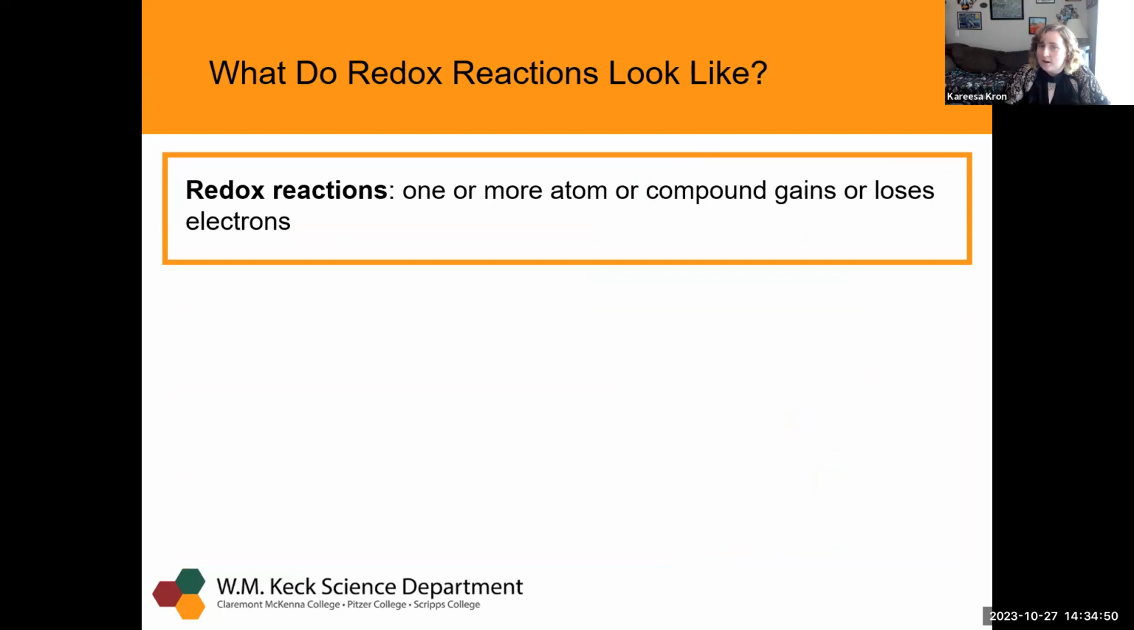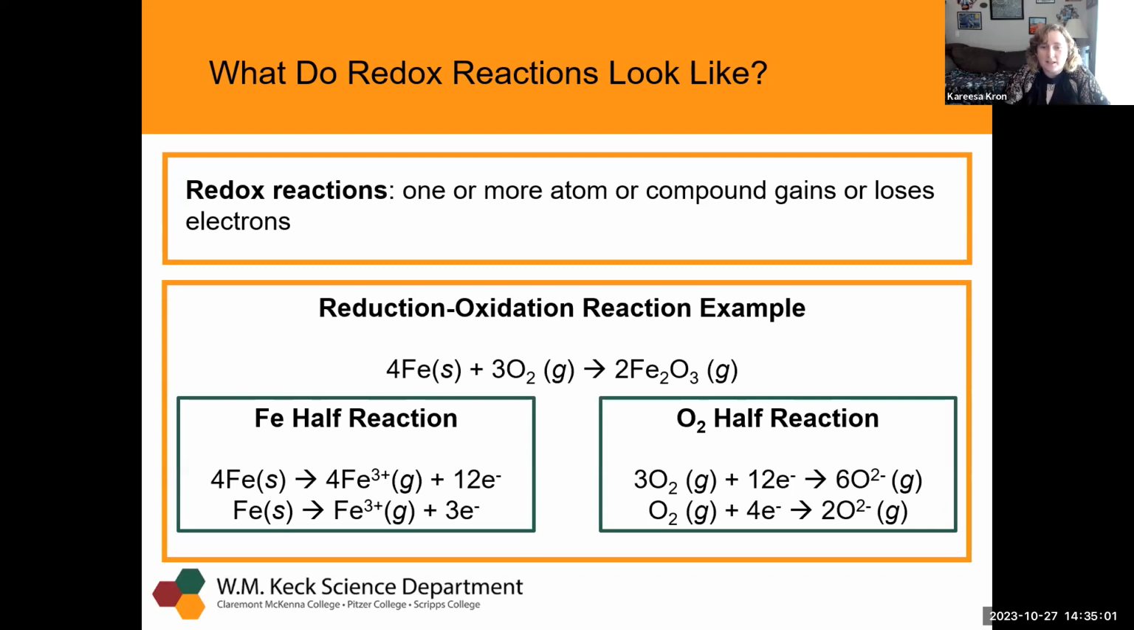What do these redox reactions look like? And so in redox reactions, one or more atoms, or potentially a compound even, gains or loses an electron. And an example of this sort of reaction is if you add solid iron to oxygen gas, you can get iron oxides. And so you can potentially rust your iron here.